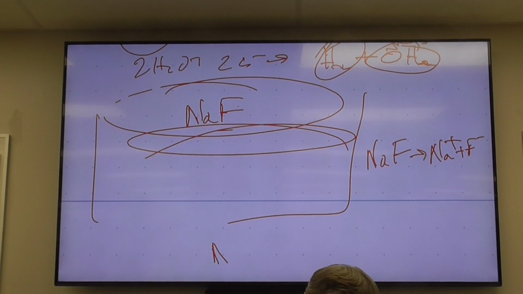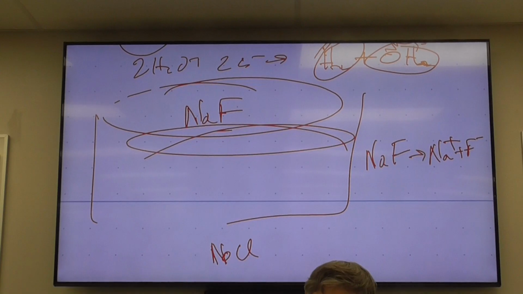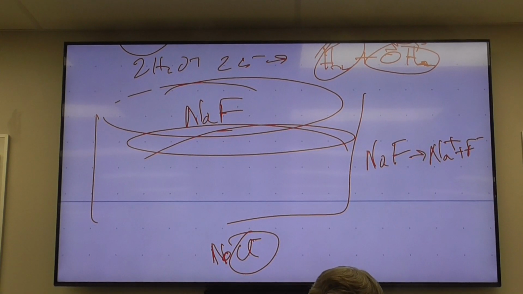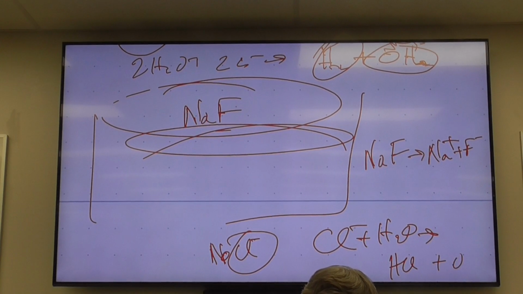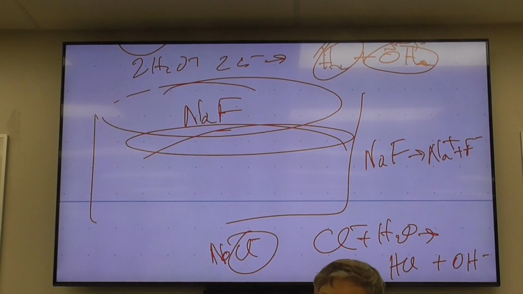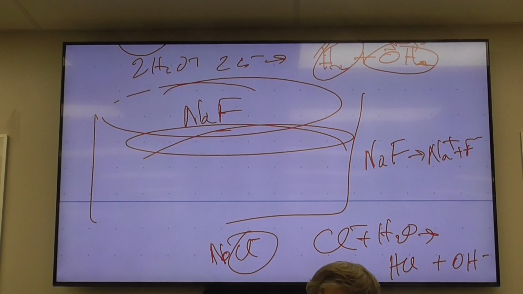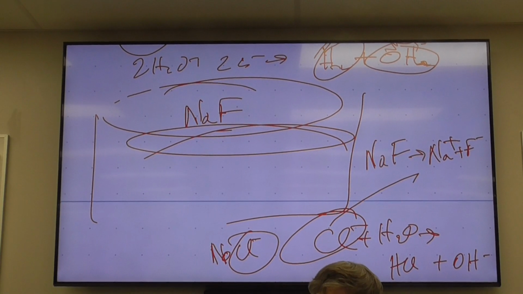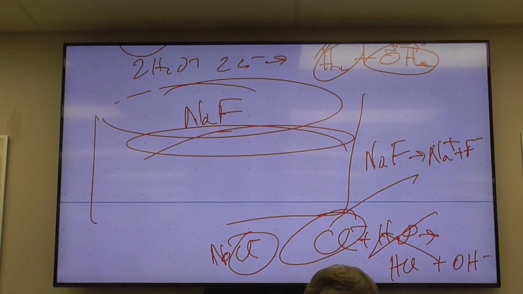What if I had used sodium chloride in this reaction? Would the chloride ion react with the water to form HCl and hydroxide? No. Why? Conjugate base of a strong acid. The chloride ion will not react with the water. The pH would stay at 7.